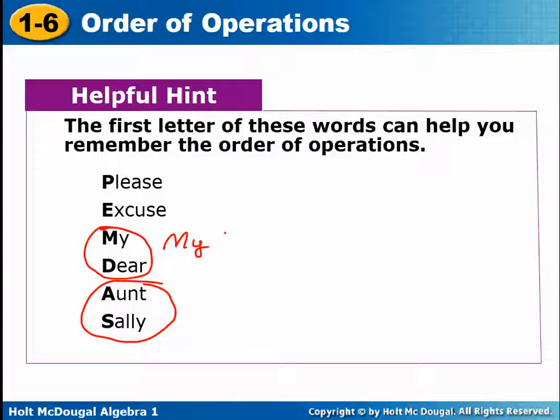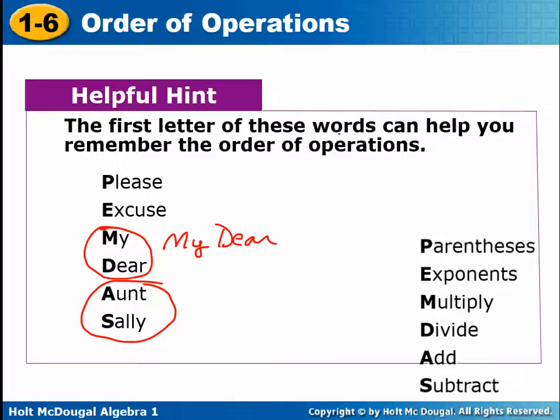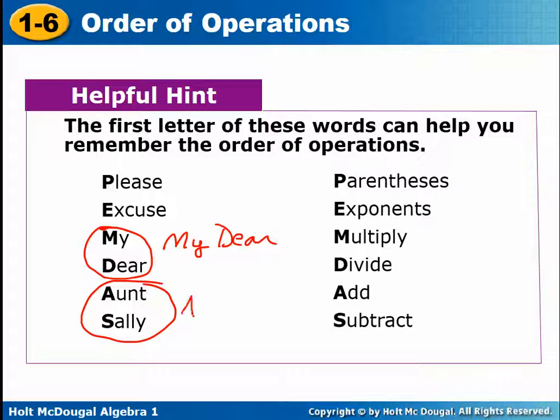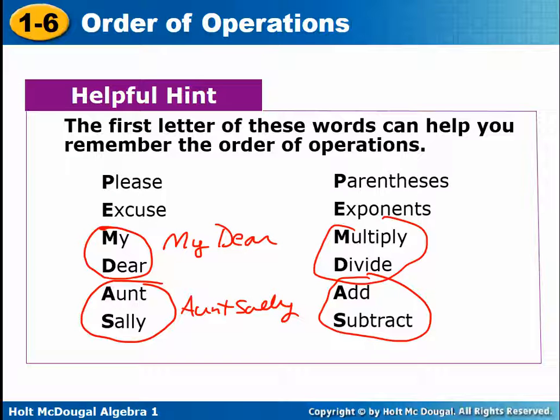So I'd rather see it written "my dear," and we'll call Aunt Sally her name, so you can call her Aunt, you can call her Sally, whichever one comes first in order from left to right. So these go together, and these go together. That's a way to help you remember those.